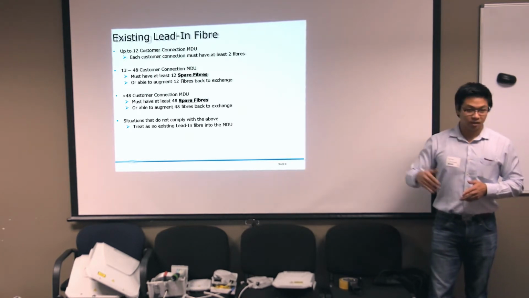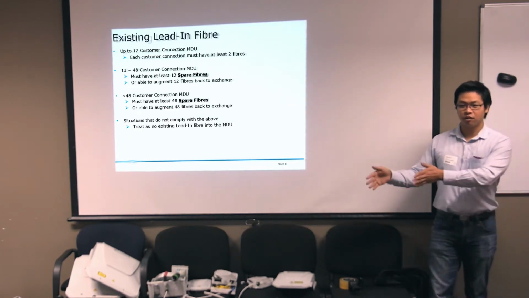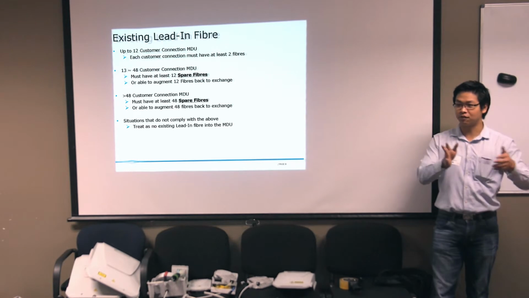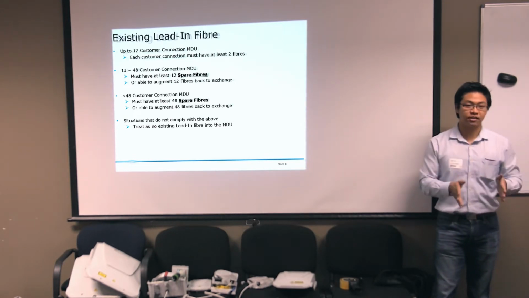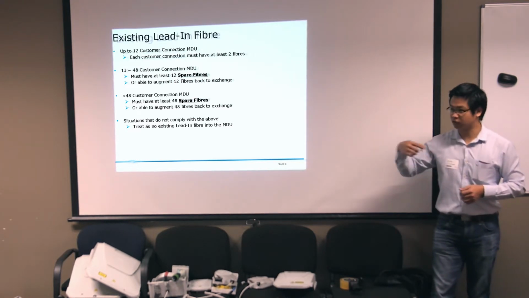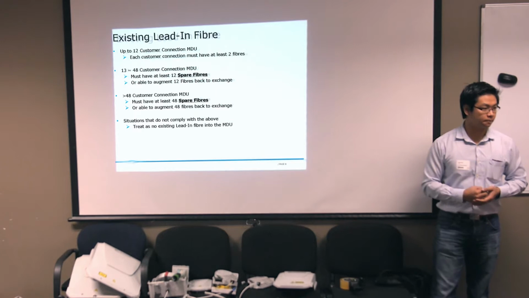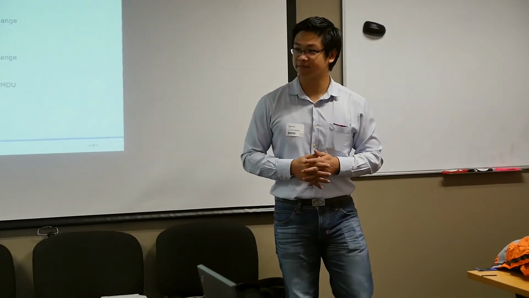Alright. If the condition is that we have 12 fibers going into the building, but we do not have sufficient fibers all the way back to the exchange, then we consider it as having no existing fibers. Right. Then we just install a new lead-in into the building. Okay. Is that quite clear?